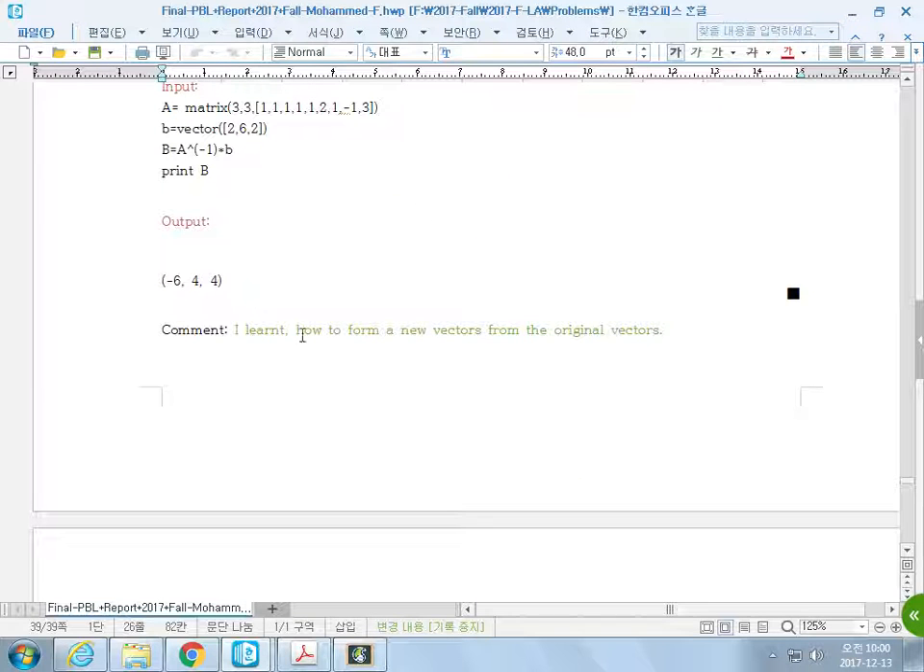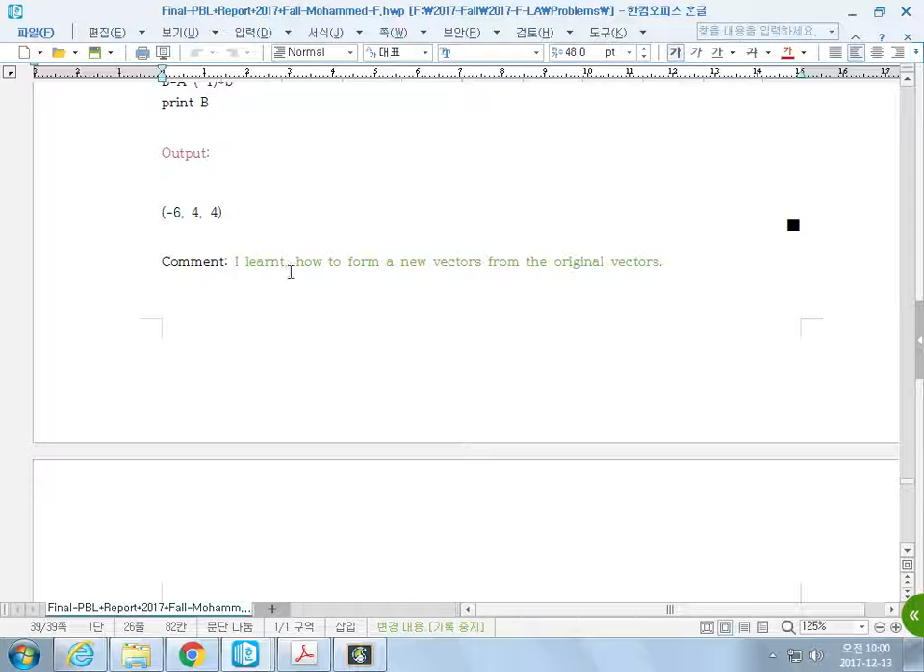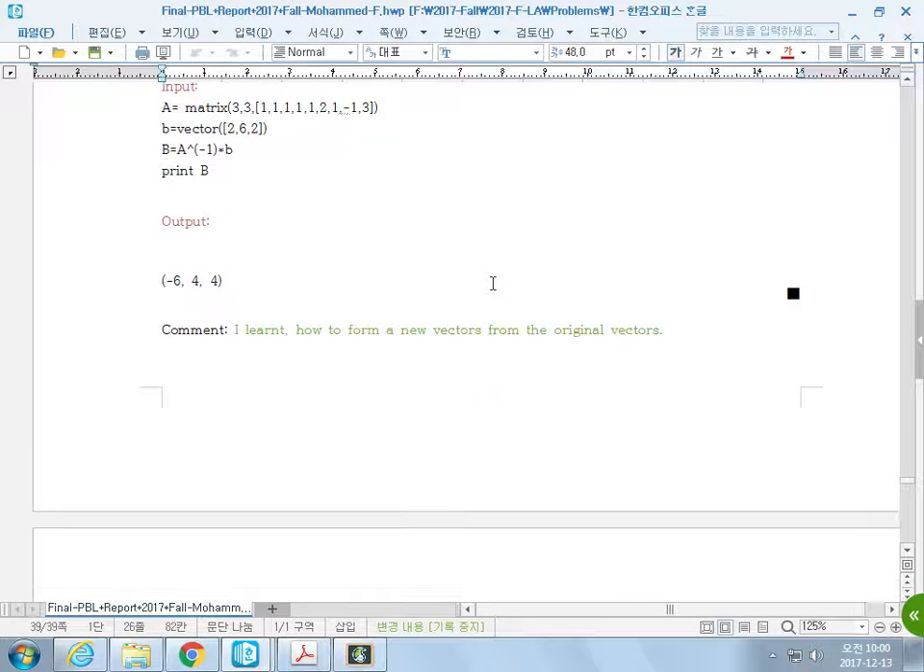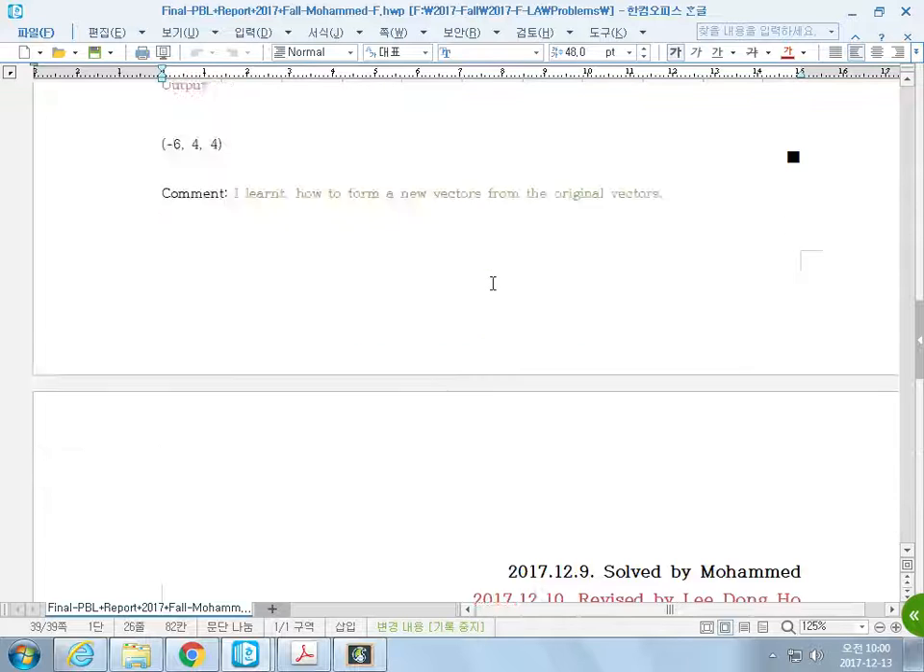And through this, the thing I have learned through this problem is how to form new vectors from the original vectors. In case we have given vectors, we can form new and other vectors through the original vectors that we have.